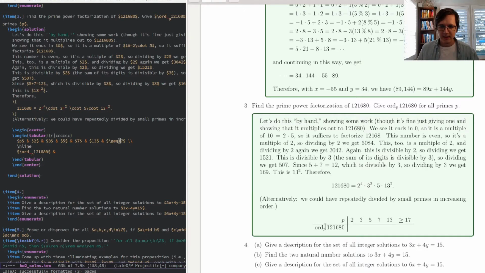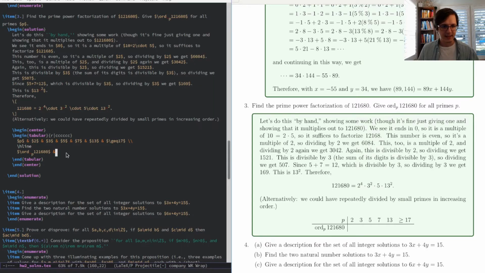Okay, so ord, remember, is the multiplicity of the prime in the factorization. That's what the theorem ended up being. So for 2, that's 4, because that's its power. And then for 3, that's 2. That's its power. 5 is 5 to the 1. And then 7, there are no 7s. 13, there are 2 of those. And then it's 0 for everything else, because no other primes appear.